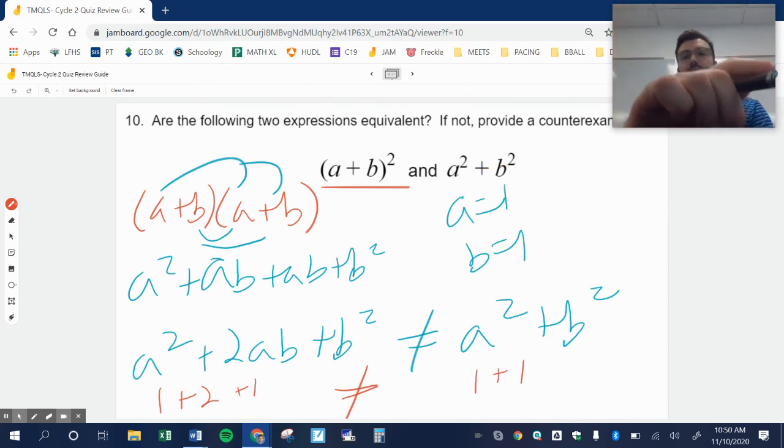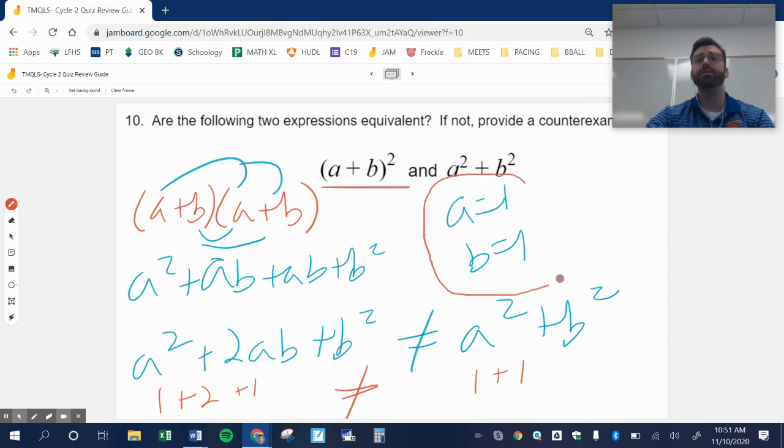Let me try that one more time. How else could you show a counterexample? By showing this work, or I could have just plugged this in right away. I wanted to make a point that I wanted you to make sure you remembered that a plus b squared is a plus b times a plus b.